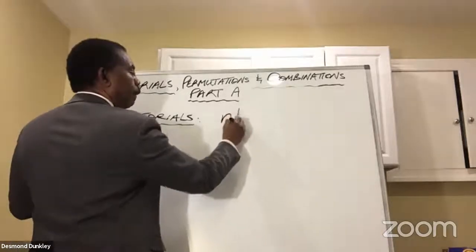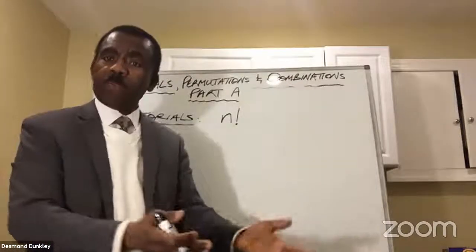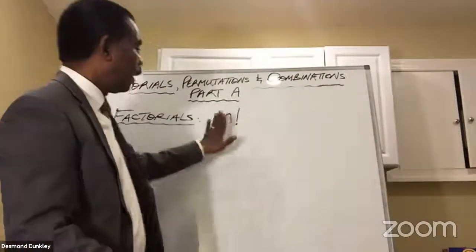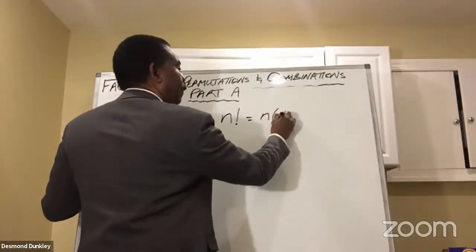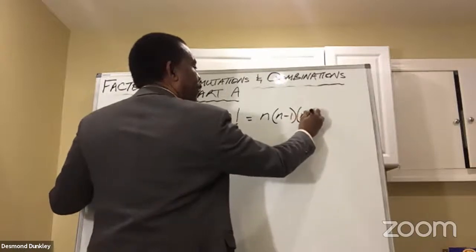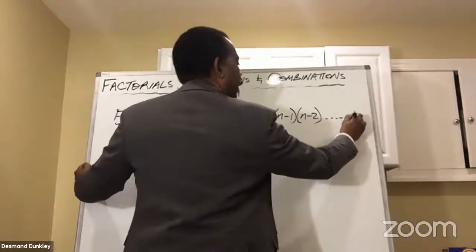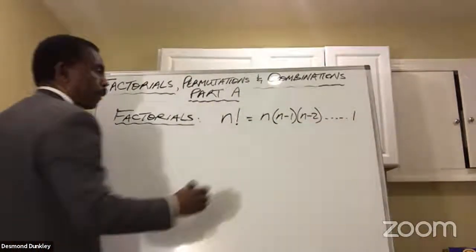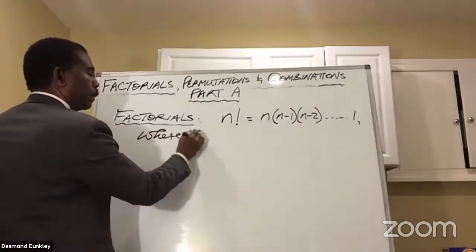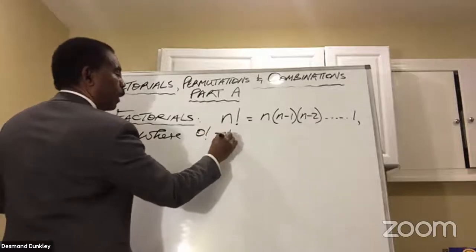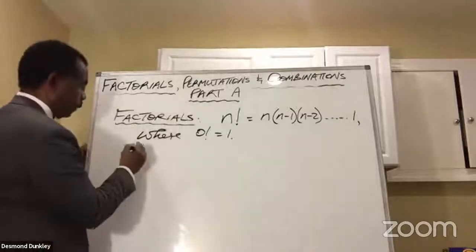n factorial, where n is any number whatsoever. It could be 5, it could be 3, it could be 10, it could be 100. n factorial is equal to n times n minus 1 times n minus 2, and you keep going down until you come to times 1. Where 0 factorial is equal to 1. So that's a definition.